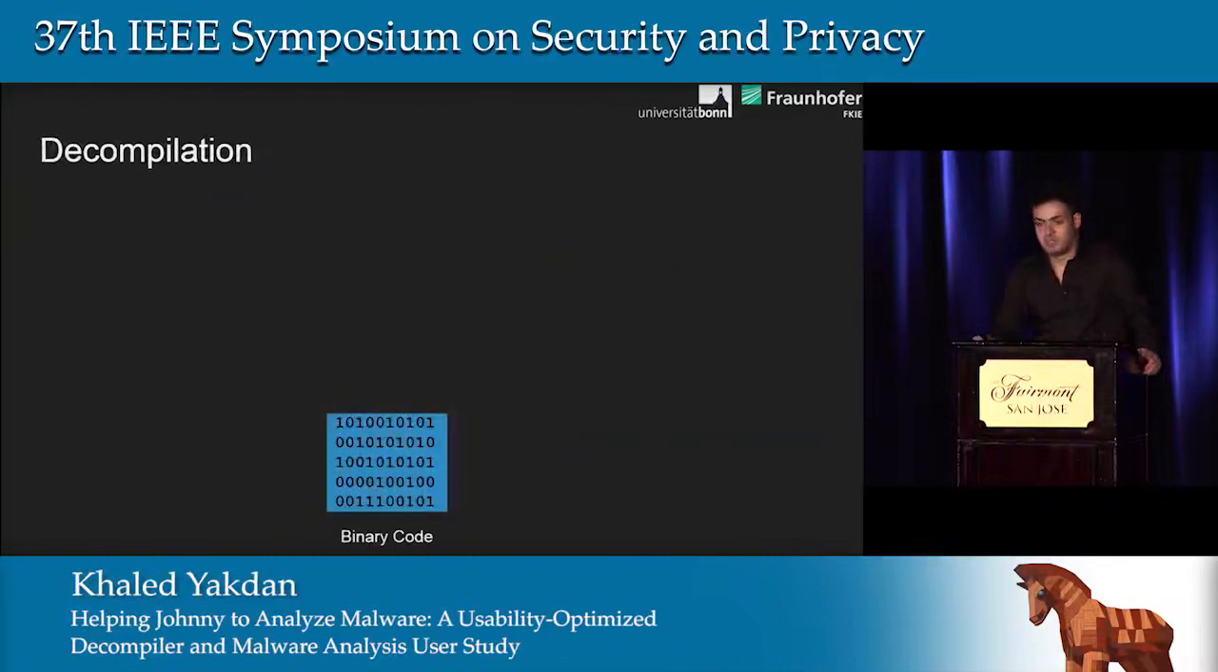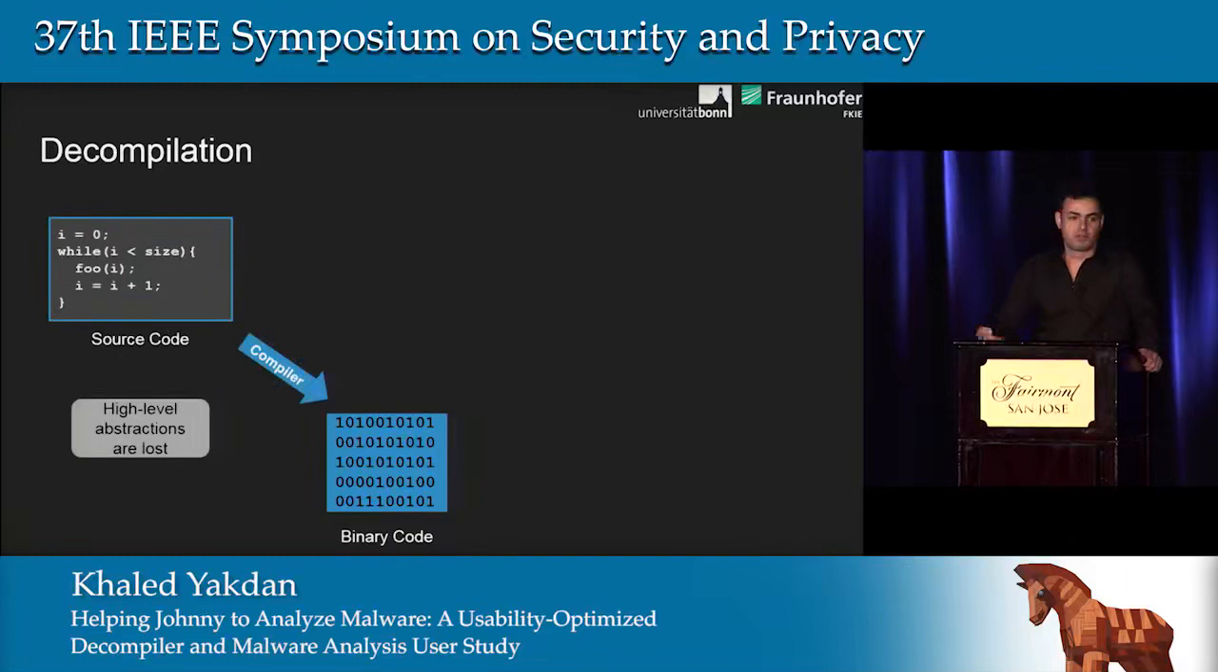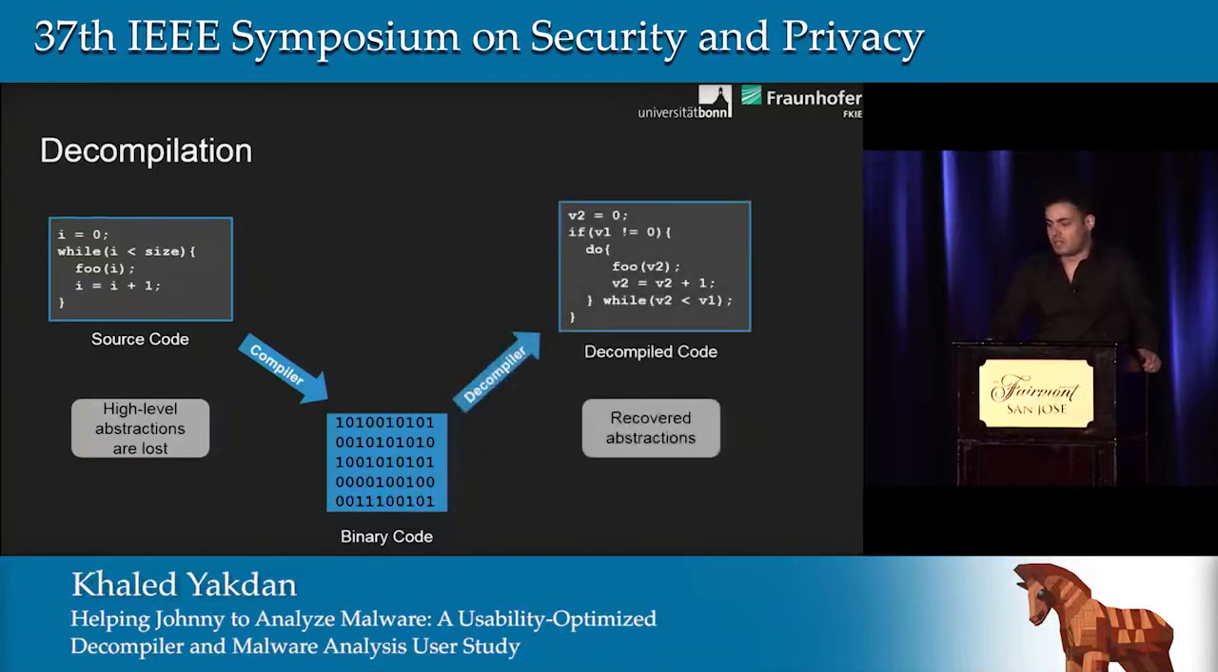However, in security, we often only have access to the binary version of a program. And the problem is, when the source code is compiled, all these abstractions are lost, and they are removed from the final version of the program that we have access to. So here is where decompilation comes in. Decompilers try to reverse the process of compilation by recovering these abstractions from the binary code, in order to reconstruct a high-level representation of the program that we can analyze more easily.